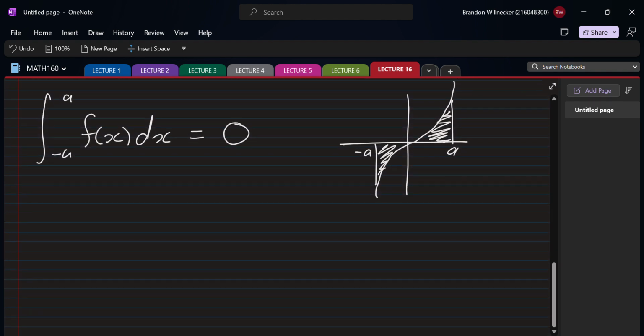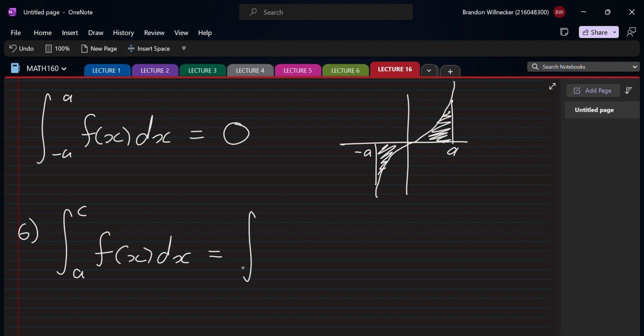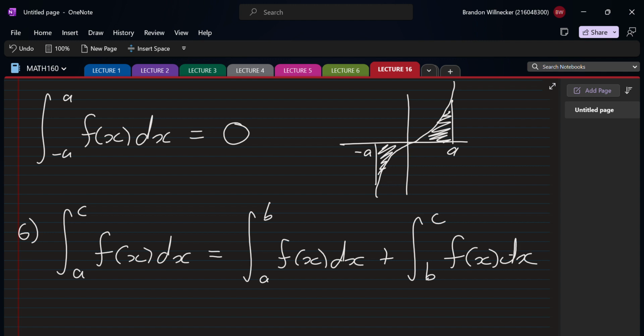Okay, one more property that we'll be using. If we have the integral from a to c, f of x dx, this is equal to the integral from a to b, f of x dx, plus the integral from b to c, f of x dx. So over here, we've got a single function, and we're separating it out. The way we're separating it out is based on these bounds here. So this b lies somewhere between a and c.